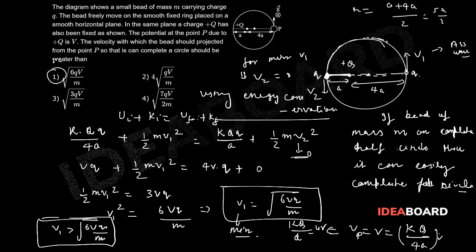One thing I would like to mention here: this is not the case of motion in a vertical circle, because in motion in a vertical circle, you first of all need to have a rope of length L, right? In that scenario the situation will be different. So this is a separate question.